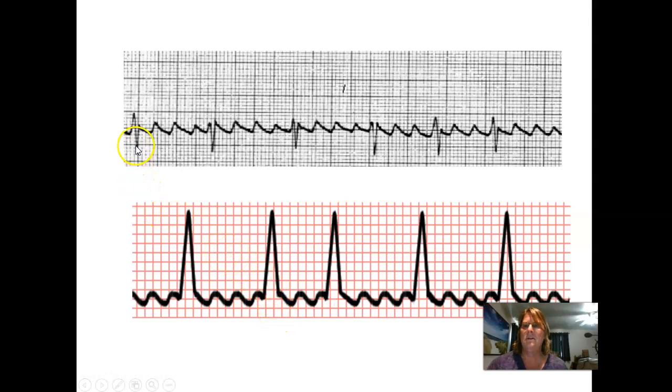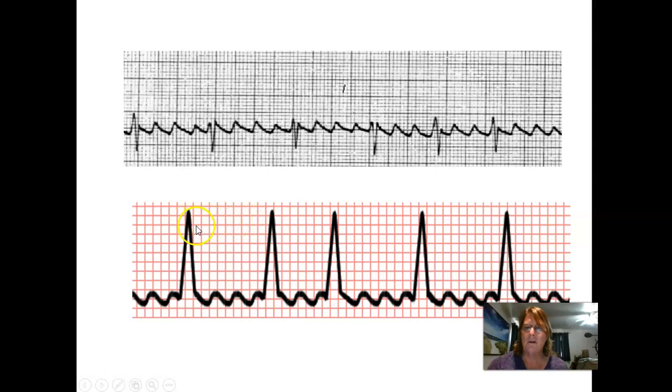This example here looks like an MCL lead. Actually, it looks a little irregular over here. So an irregular rhythm. My rate is 1, 2, 3, 4, 5, 6, so a rate of 60. I see that I have more P waves, but they look like a sawtooth pattern, so it would be A flutter at 60.